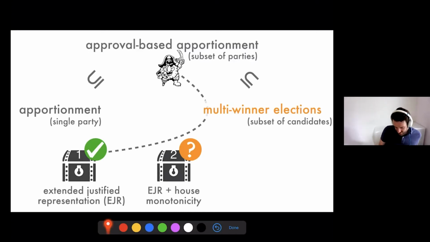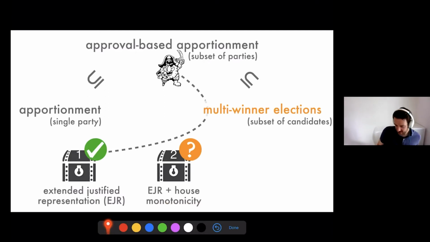And the first new result that we obtained is the following. Namely, we were interested whether this EGR property that I just explained is compatible with house monotonicity. So house monotonicity is a very natural notion from the apportionment literature that says that if the house size increases, then no party should lose a seat. Right? In other words, the so-called Alabama paradox should not occur. So I think this is very well motivated in the standard apportionment literature and equally well in the approval-based apportionment literature, because also here we give seats to parties.